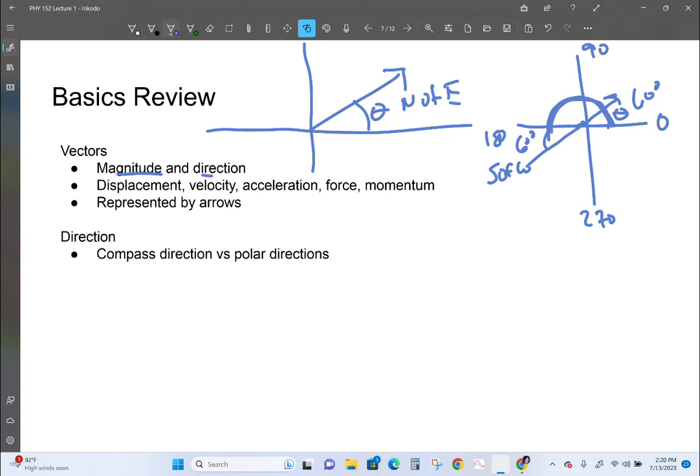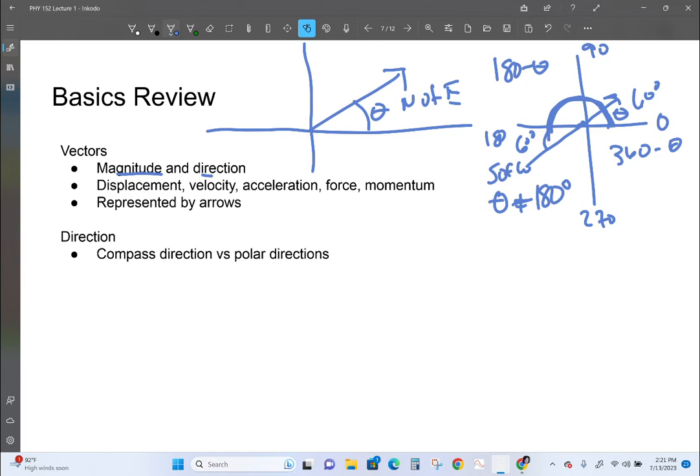So because it's in the third quadrant, whatever the angle is, I have to add it to 180 to get that total big angle. Second quadrant, I have to subtract it off. Fourth quadrant, I take it off of 360 to get the angle relative to the positive x-axis.